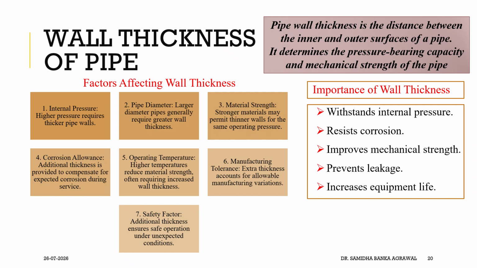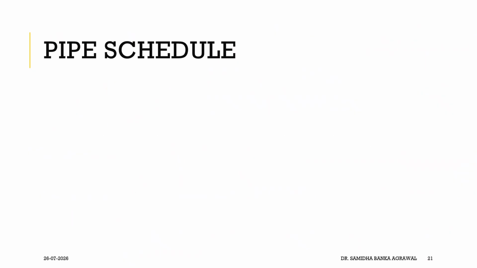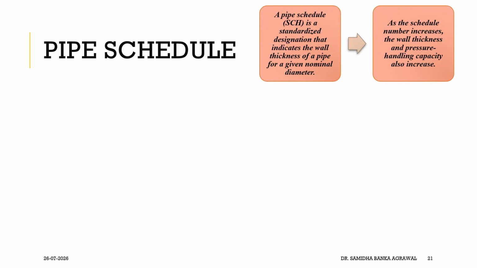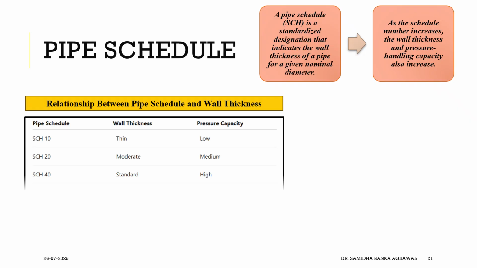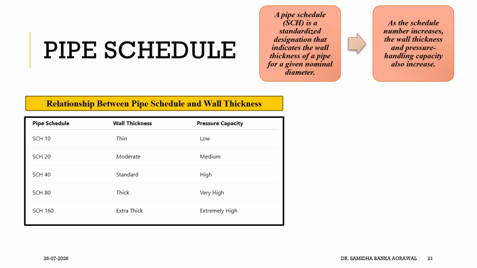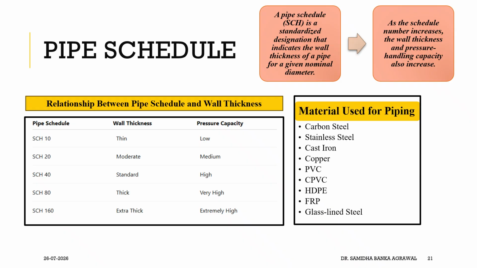To standardize the wall thickness selection, engineers use a system known as pipe schedule. A pipe schedule is a standardized designation that indicates the wall thickness of a pipe for a given nominal diameter. As the schedule number increases, the wall thickness and pressure handling capacity also increase. So this is the relationship between pipe schedule, wall thickness, and pressure capacity. It is very clear that as the pipe schedule increases, wall thickness increases and thus the pressure handling capacity.